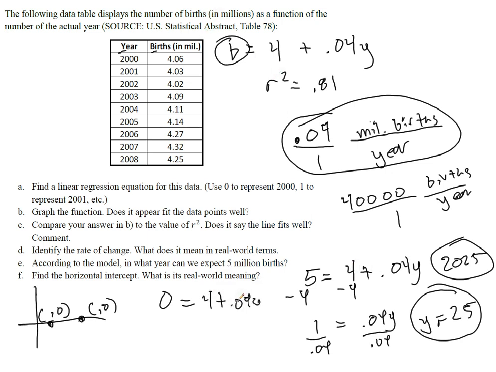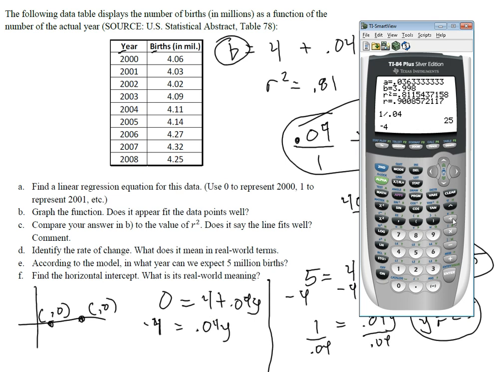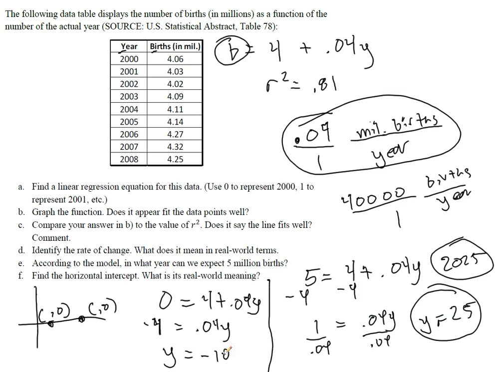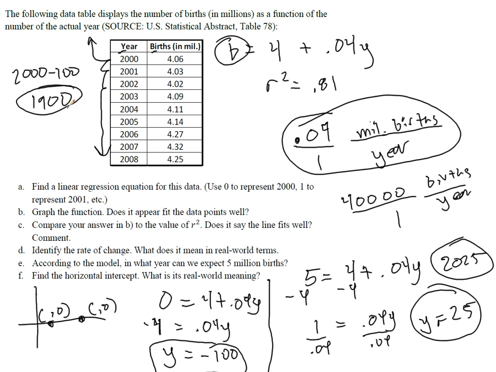4 plus 0.04y. Subtract 4 from both sides. We get negative 4 equals 0.04y. Divide by 0.04. And we get negative 100. So y is equal to negative 100. Well, that's weird. How do we get a negative value for the years? Well, positive values mean you're going this way. Negative values mean you're going this way. So 100 years before 2000, or 2000 minus 100, would put you in the year 1900. So it doesn't make sense to say that in the year 1900 there were 0 births per year.